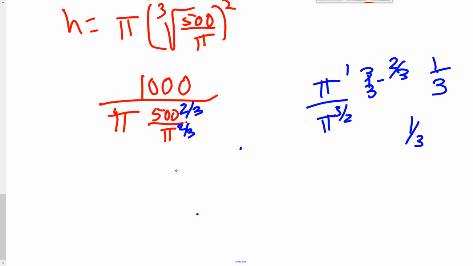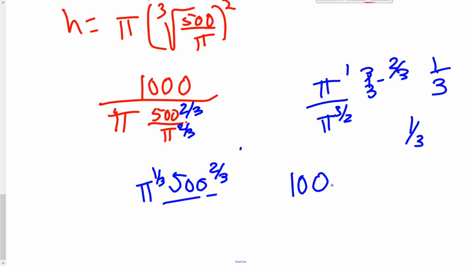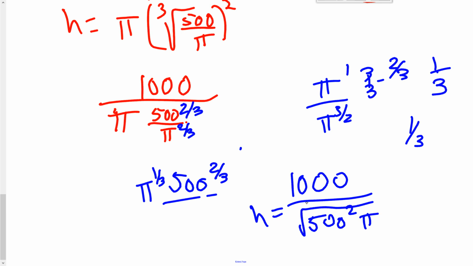So I have 500 to the 2/3 over pi. Oh, it's a positive 1/3. So we can put that pi to the 1/3 on top. So those are both thirds. So 1,000 is still on top for our h over 500 squared, and we have pi, and they're both under the cube root.